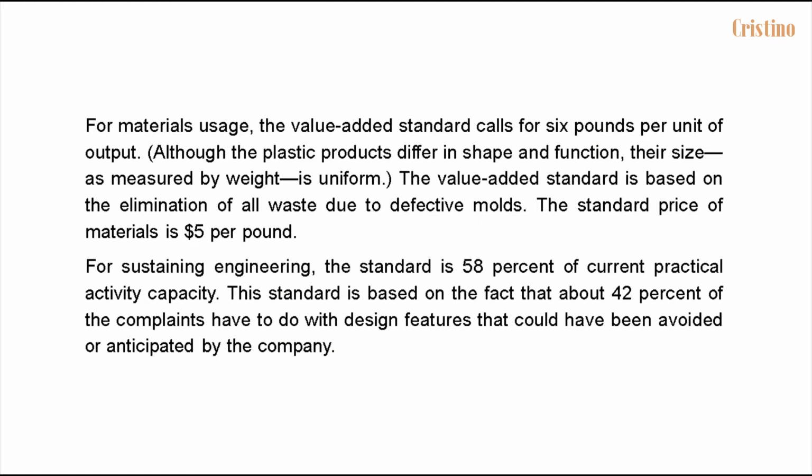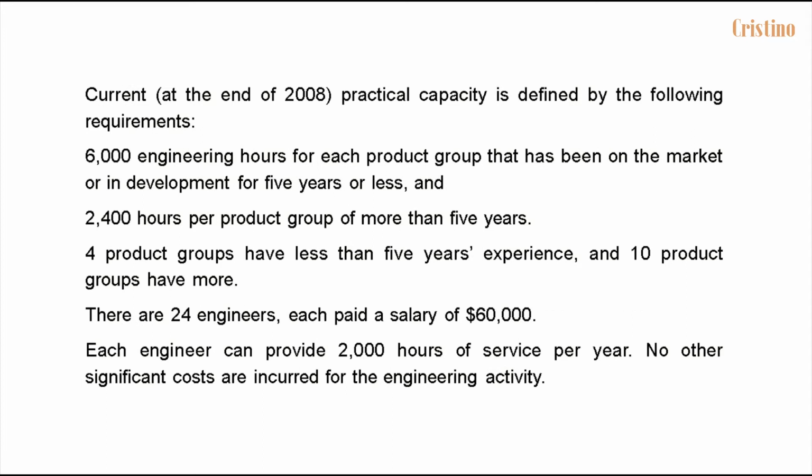For sustaining engineering, the standard is 58% of current practical activity capacity. This standard is based on the fact that about 42% of the complaints have to do with design features that could have been avoided or anticipated by the company. Current practical capacity is defined by the following requirements: 6,000 engineering hours for each product group that has been on the market or in development for 5 years or less, and 2,400 hours per product group of more than 5 years. 4 product groups have less than 5 years experience, and 10 product groups have more.